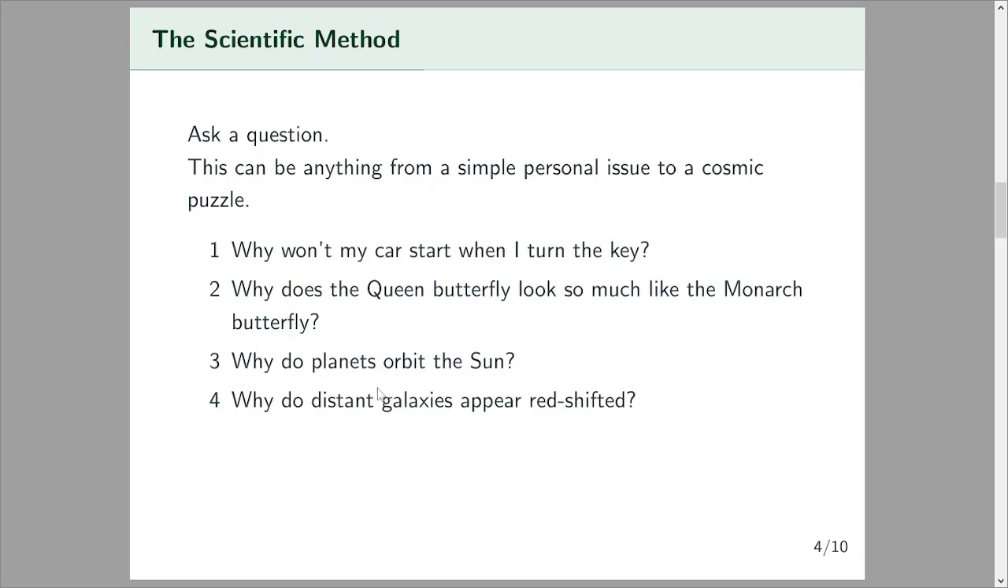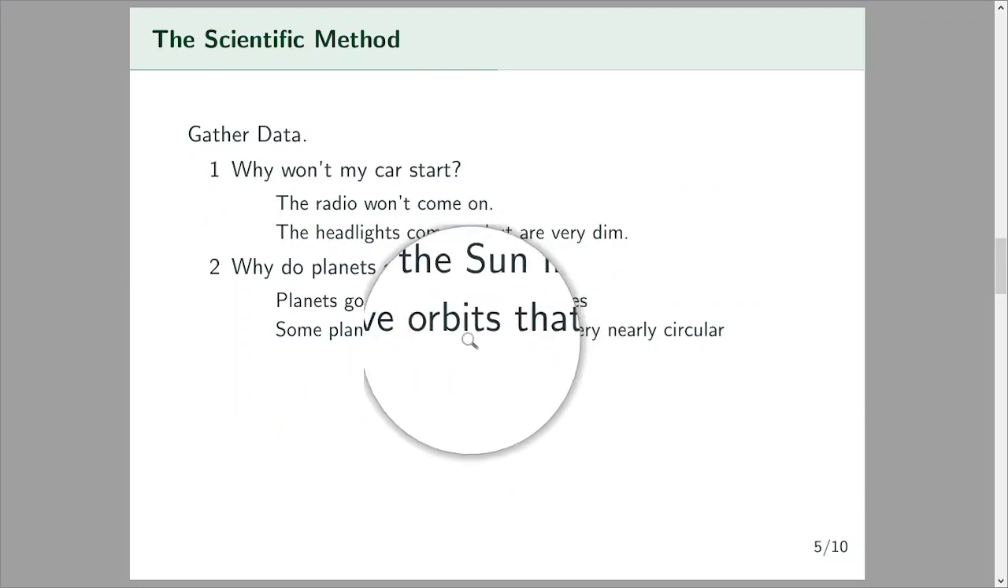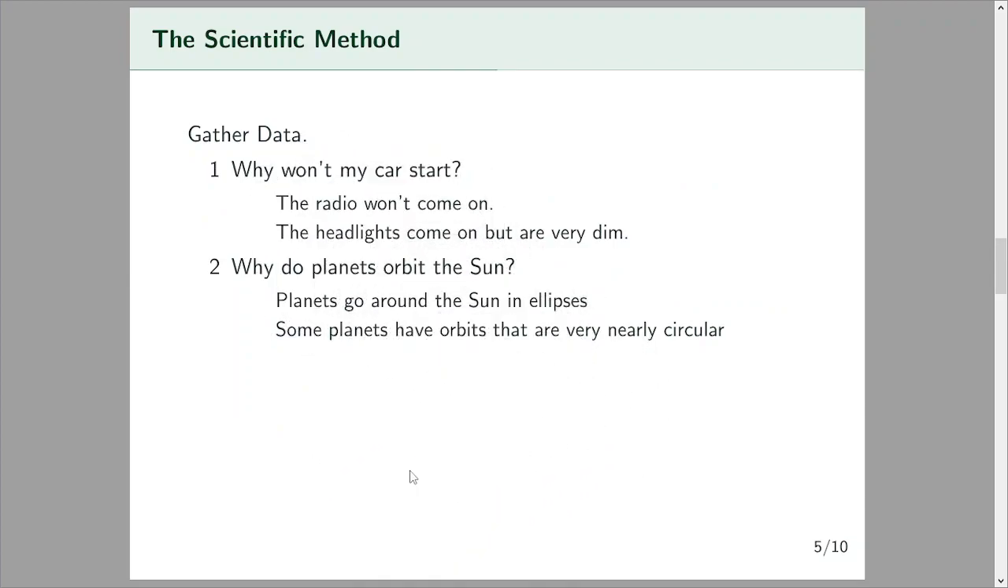Right, so these are all questions for which you could use the scientific method to solve, and I'm arguing that you already know the scientific method. This is a procedure that we all do when we're problem solving. So step 2 was then gather data. If you're answering a question like, why won't my car start, you might just check a few other things, right? Gather some data. Well, the radio won't come on, and the headlights maybe come on, but they're very dim, or some other things you might test.